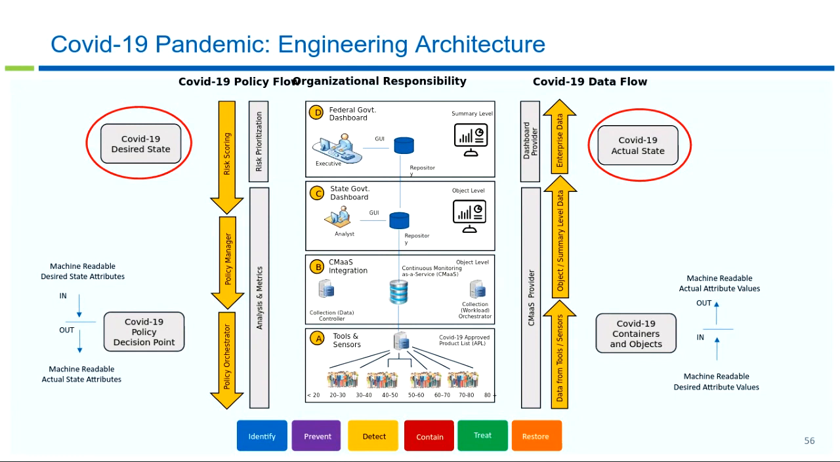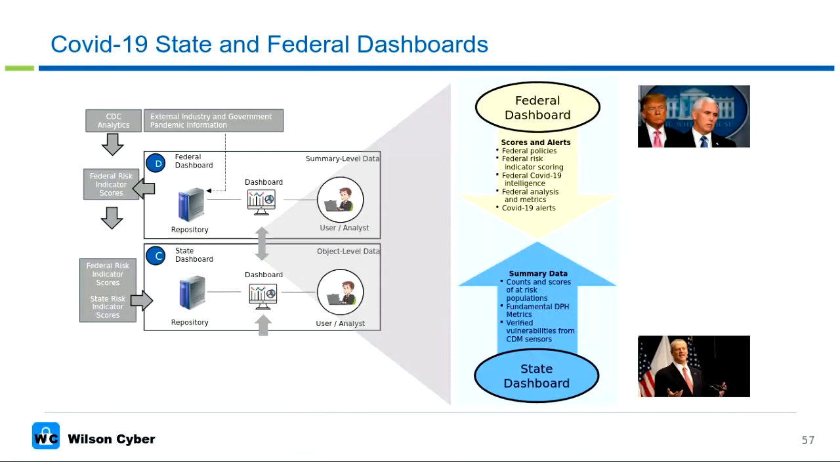These dashboards, these policies, this data that we're collecting from tools and sensors, really measure how effectively we're implementing the security controls. Again, dashboard at the federal level: scores, policies, federal risk indicator scores, COVID-19 intelligence, federal analysis and metrics, as well as at the state level: state dashboard, counts and risks and scores of at-risk populations, fundamental health information, vulnerabilities from CDM sensors, etc.